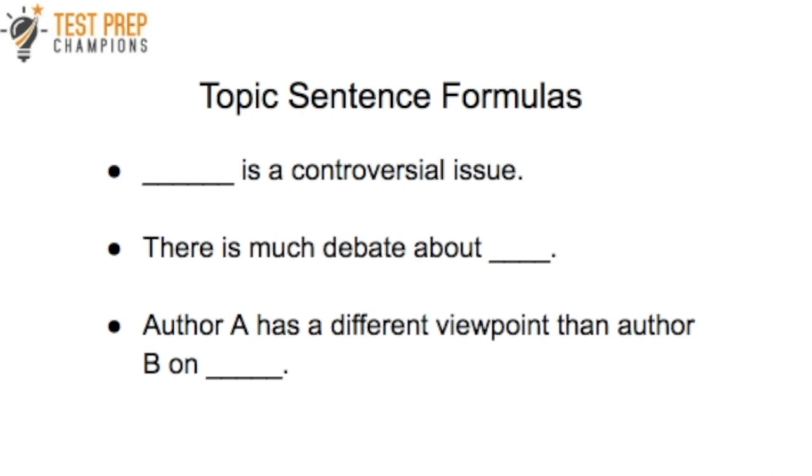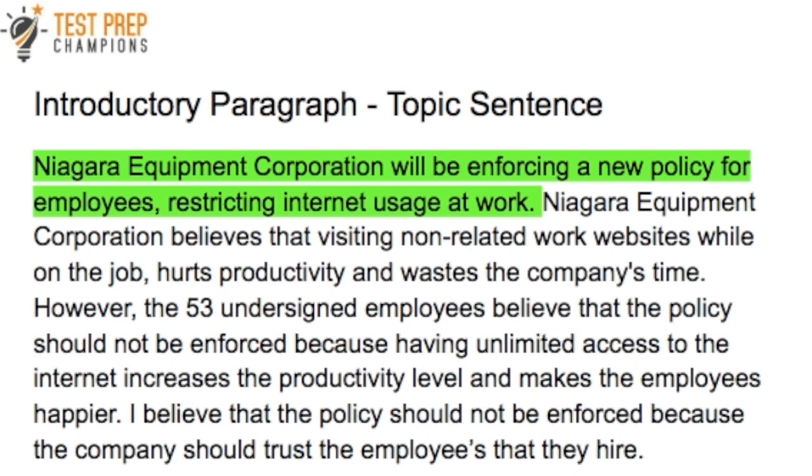So you could say something like, Niagara Equipment Corporation will be enforcing a new policy for employees, which is a controversial issue, or which is controversial. You could also say something like, there's much debate about Niagara Equipment Corporation's new policy for employees that will restrict their internet usage at work. All right, you could also say, there are different viewpoints on Niagara Equipment Corporation's new policy that will restrict internet usage at work. Something like that. These are just some examples I made up off the top of my head, but I would urge you to think about that. Think of how you can make this sense of controversy or sense of debate built into your topic sentence more. But other than that, you did a solid job here with your topic sentence because you're telling the reader exactly what the topic is going to be about.